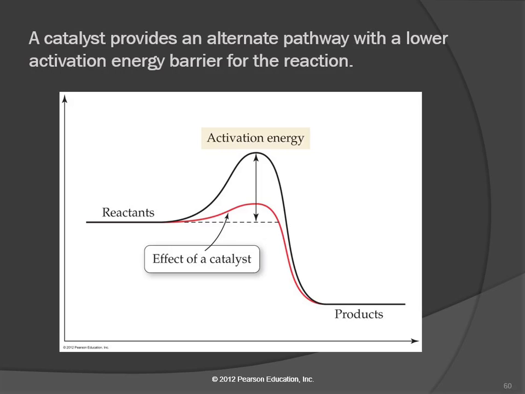So here's the energy diagram. So the black line is the normal activation energy. The catalyst can cut that down pretty significantly. Now, more of the reactants that collide are going to have enough energy to get over the hump. Does that make sense?